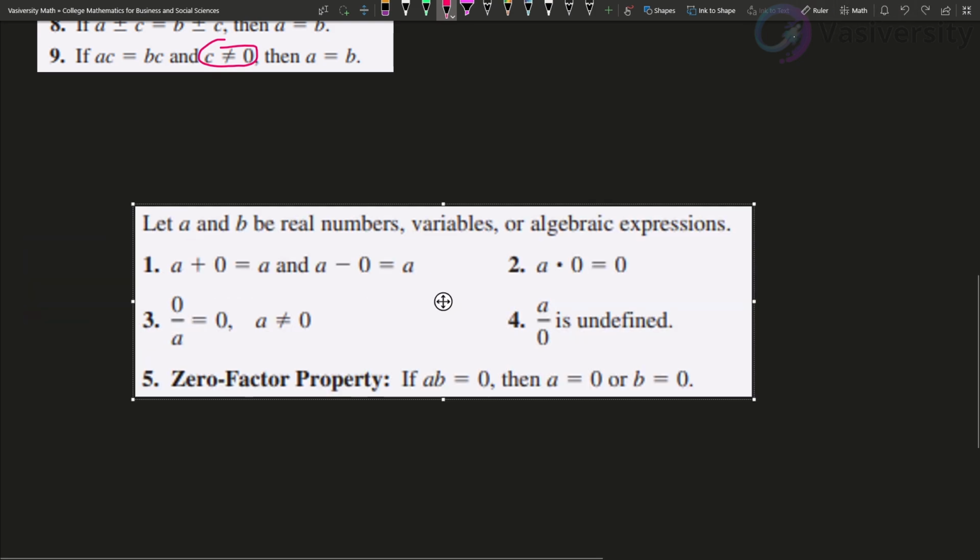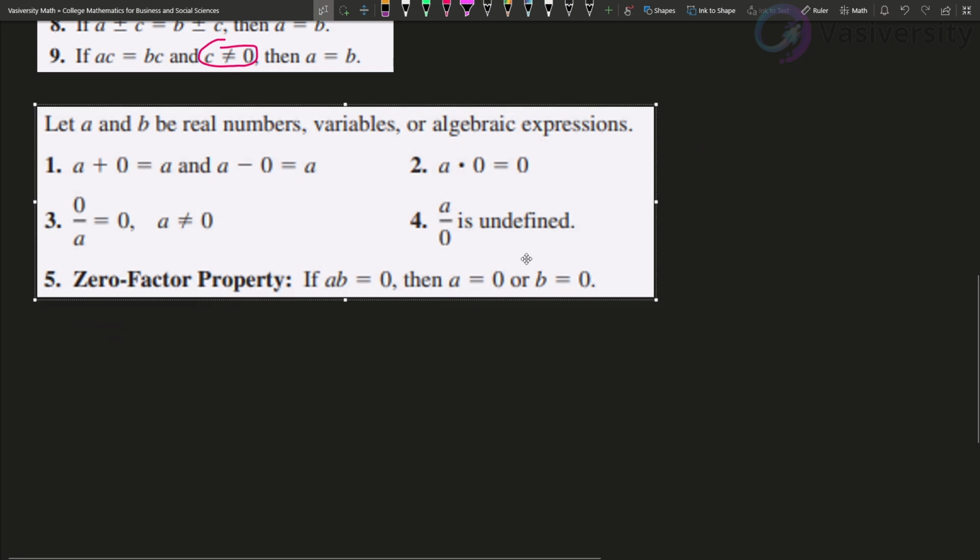For number 2, any number multiplied by 0 will give us 0. That's pretty straightforward. Number 3: if we divide 0 by any number, we're still going to get 0, as long as a is not equal to 0, because 0 over 0 is not defined. We do not know what that is. We cannot do that. This is not a defined operation. And for number 4, we cannot divide by 0. In algebra, we never divide by 0.